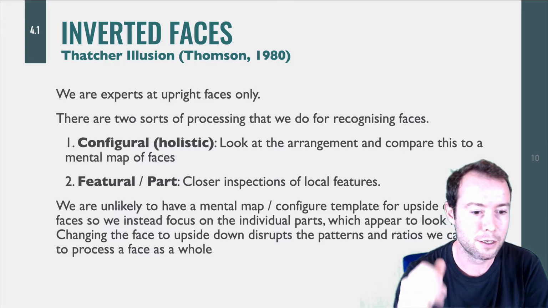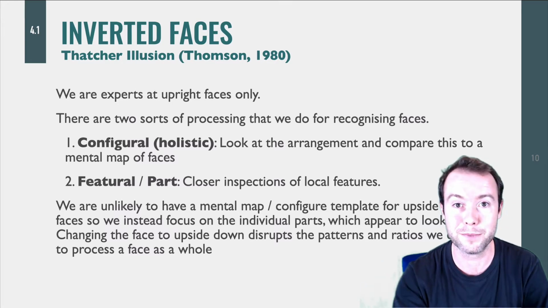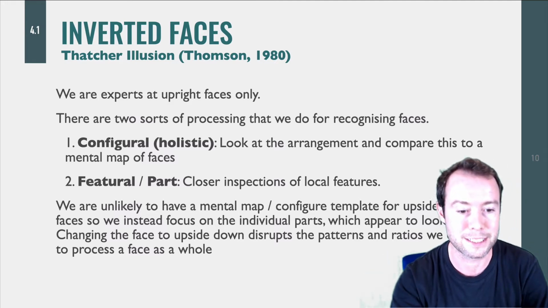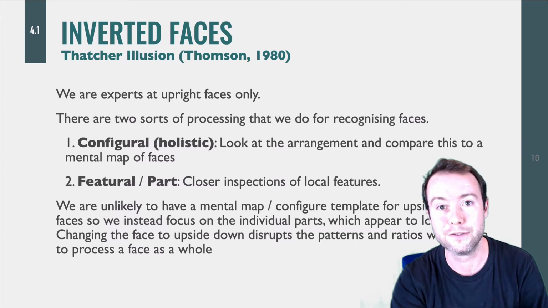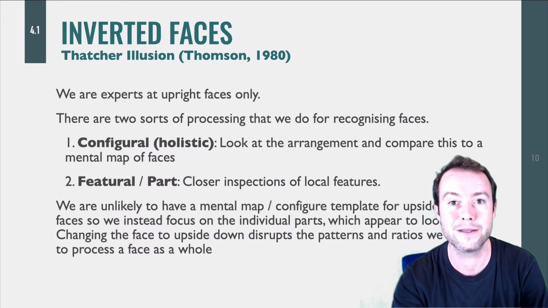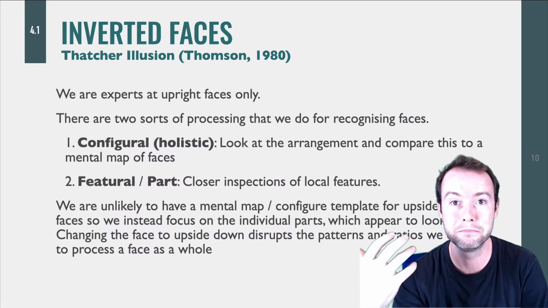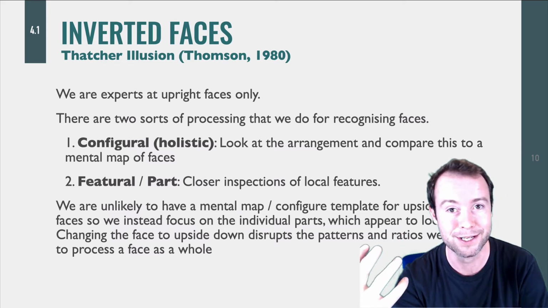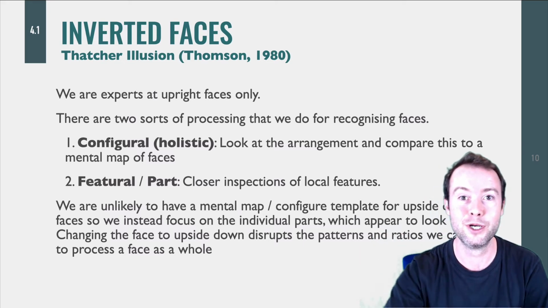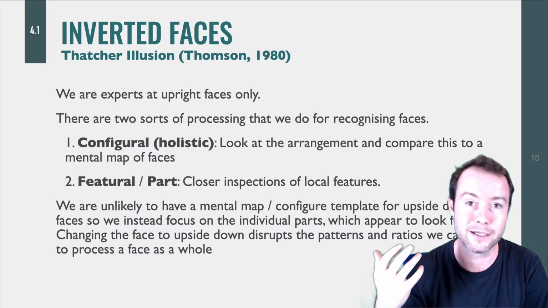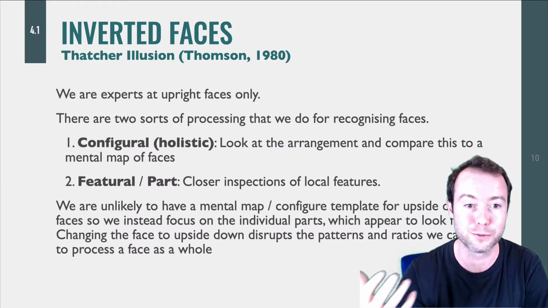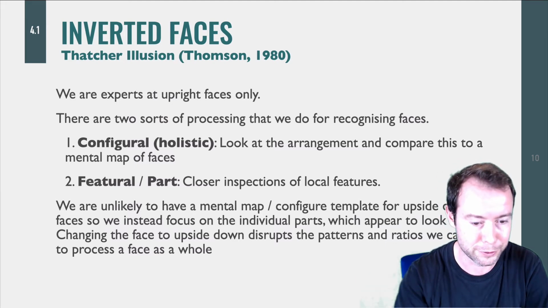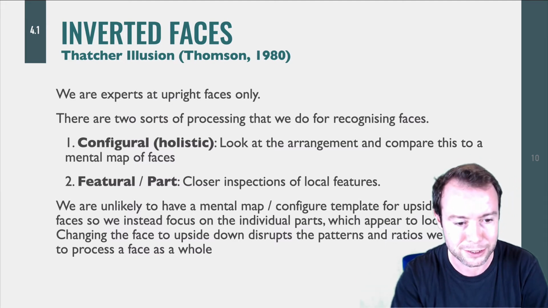And it also suggests that there's probably two sorts of processing that occur when we're trying to recognize a face. The first one that is fundamental and seems to be really important is this configural holistic processing. So we look at the arrangement of the different features on the face and compare this to a stored mental map that we have of faces. Now, again, as I've just mentioned, the problem is when it's upside down, we don't have a store of mental maps that we can compare this with. We don't have known mental representations.